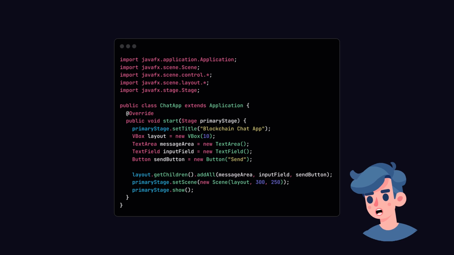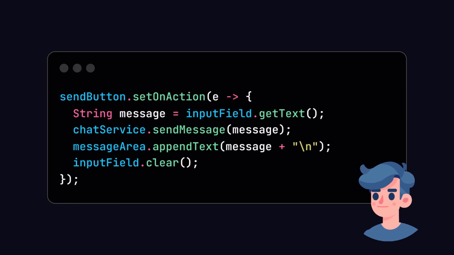Now let's create a basic layout for our chat application using JavaFX. You'll create a class named chatapp.java. Inside this class, we will set up the primary stage and basic UI components such as text fields and buttons. Next, we'll add functionality to our send button to send messages via the chat service.